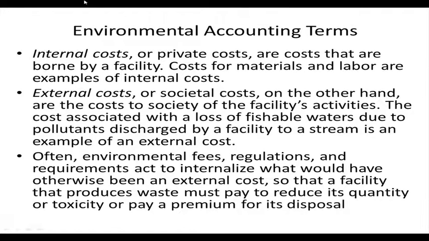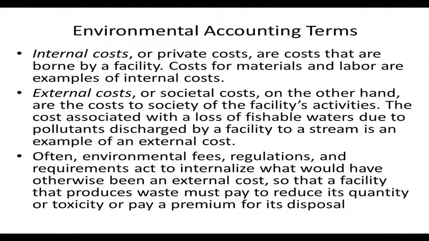of the facility's activity. So, for example, if a facility's activity is leading to loss of fishable water due to a pollutant discharge in the river, that is an example of external cost.